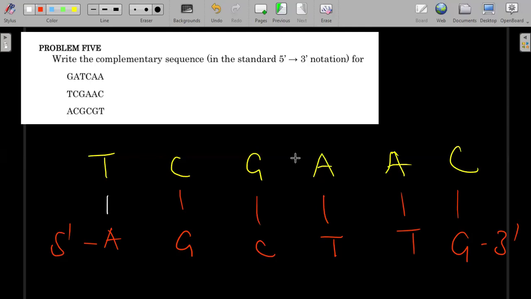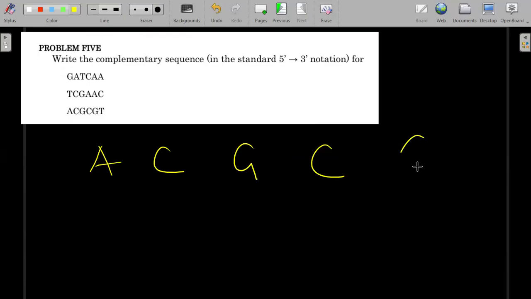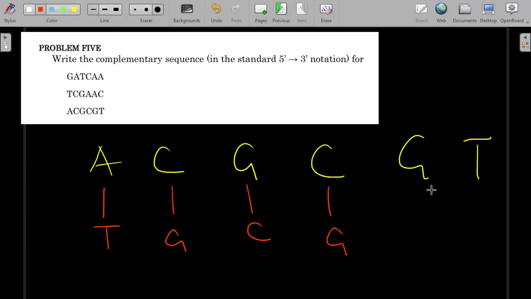The last one will be in this form. We have A, C, G, C, G, T. Let's draw complementary base pairs. For the A, we have T. For the C, we have G. For the G, we have C. For the C, we have G. For the G, we have C. And for the T, we have A.